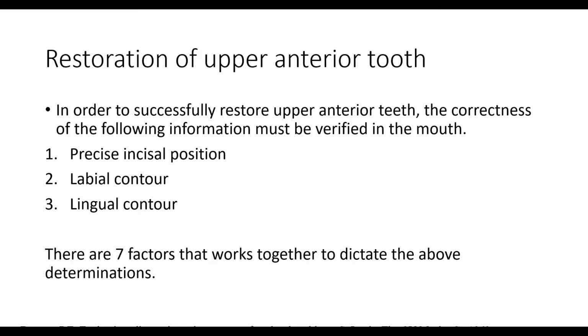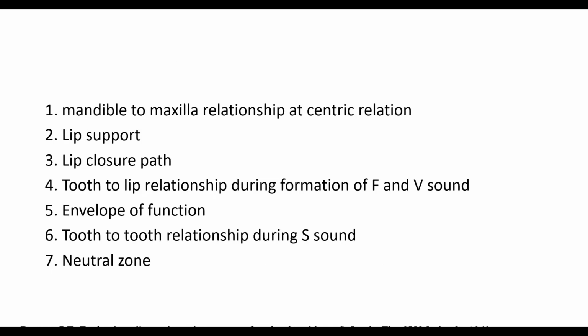Now, there are 7 factors that work together to dictate the above determinants. So, the first one is the maxillomandibular relationship. Once the position of the mandibular teeth is done, the maxillary teeth are positioned according to the mandibular teeth, the midline, the alveolar ridge relation, and the nasopalatine fossa relation. The second thing is the lip support. The lip prominence should be matched. The lip should be adequately supported by the teeth. The fullness should be obtained.